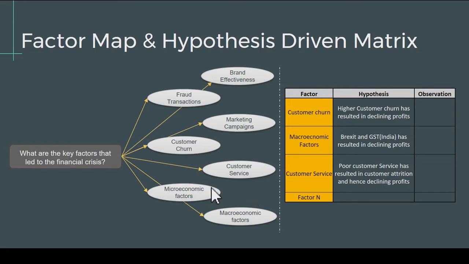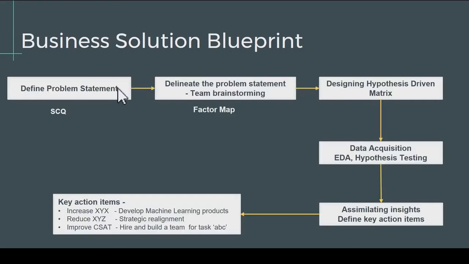Now, once you have the entire factor map documented, each of these factors would have an associated hypothesis. So you create the hypothesis-driven matrix. This is a step which follows right after the factor map. So if I go back to the business solution blueprint, we define the problem, we delineate the problem statement, that is, we use team brainstorming with the factor map. Once you have the factor map, we design the hypothesis-driven matrix.